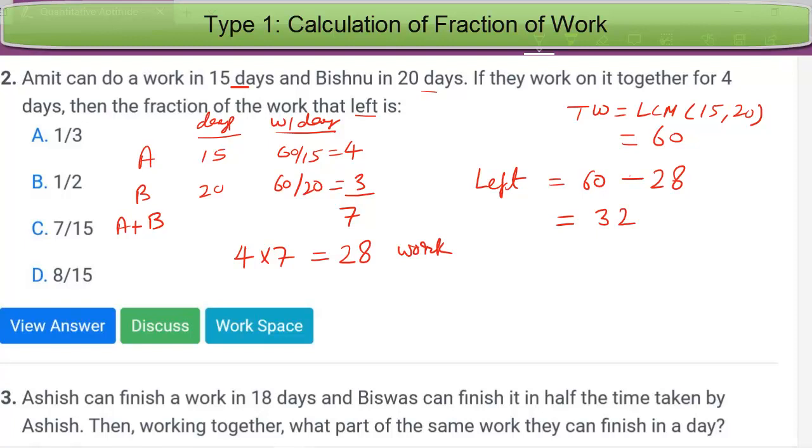So the question is the fraction of the work left, so that is 32 out of 60. So that means 8 by 15. So this is the answer, option D.